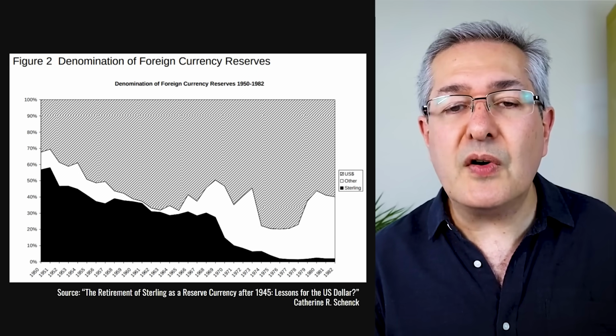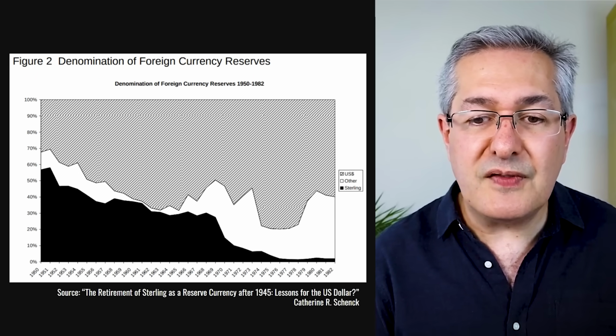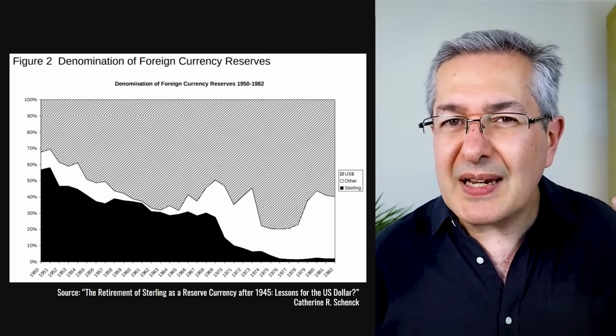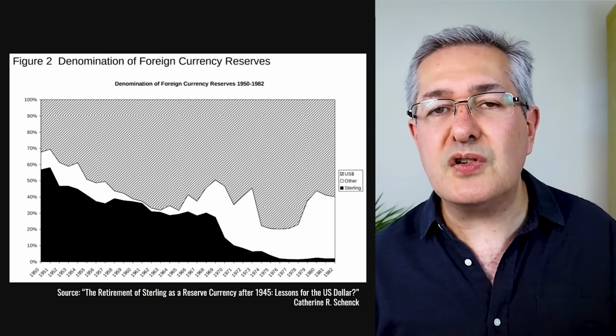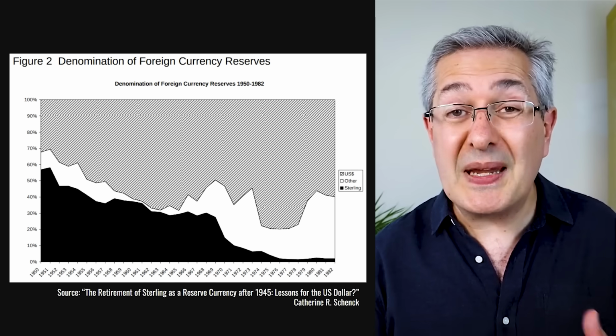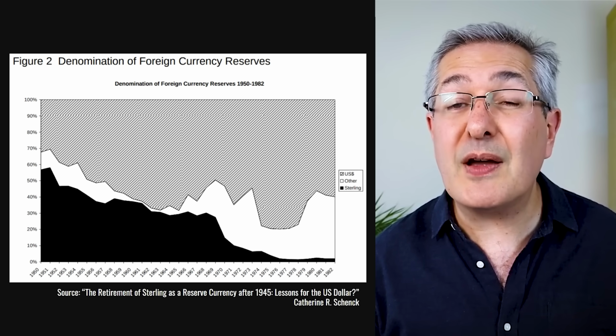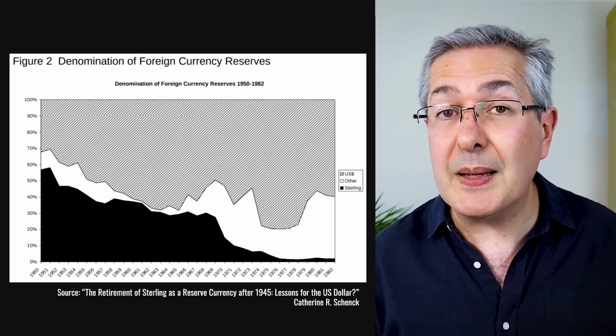Now let's look at a precedent for a global reserve currency fading, and this is sterling. If we look at the percentage of foreign currency reserves between 1950 and 1980, notice the fact that it's very gradual, the rate at which sterling declines. Now, at the beginning of this period, just after the Second World War, sterling made up about half global reserves, a little bit more in fact.